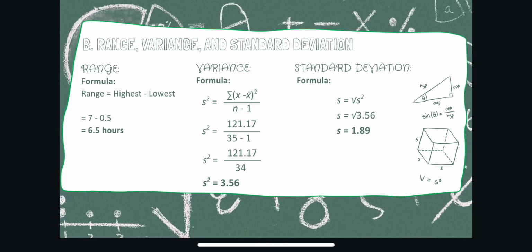Lastly, we calculated the standard deviation by taking the square root of the variance using the formula, which resulted in 1.89 hours. The standard deviation tells us that the students' daily social media usage usually differs from the average by about 1.89 hours. Overall, these measures show that the data are moderately spread out around the mean.